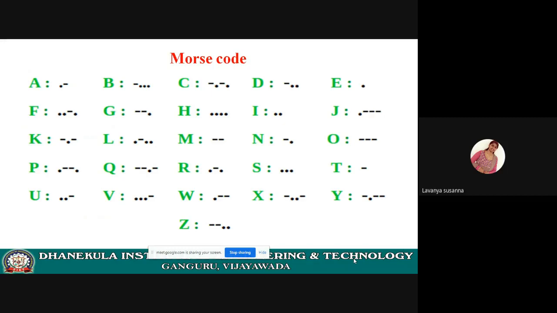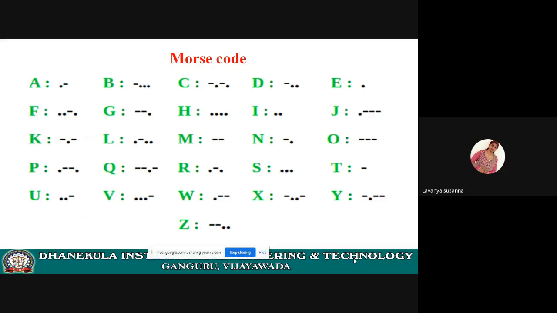Again, C. C means a long dash, and a long dash means a long beep sound. Next, a small dot means a short beep sound. Next, again a small dot means a short beep sound. These are all beep sounds. Remember that a dot means a small beep sound and a dash means a long beep sound.